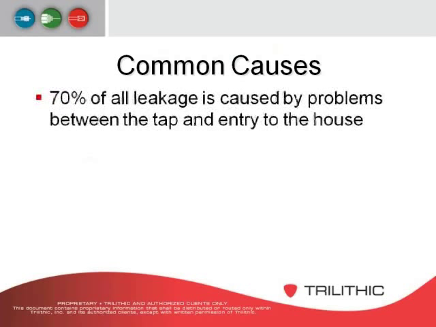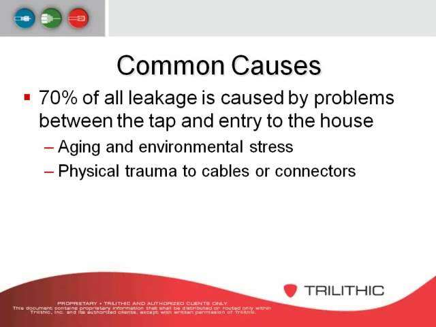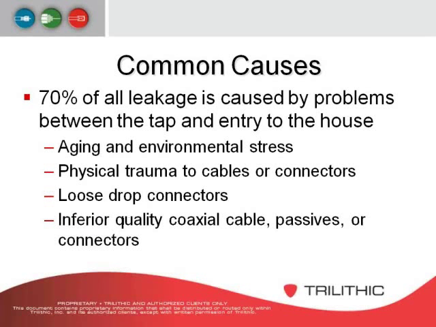So some of the common causes of signal leakage: 70% of all leakage is caused by problems between the tap and the entry to the house. So it's the drop. About 70% comes right from the drop itself. And that's anything from aging and environmental stresses on your coax, physical trauma to cables or connectors, loose drop connectors, or inferior quality coax cable, passives, or connectors.